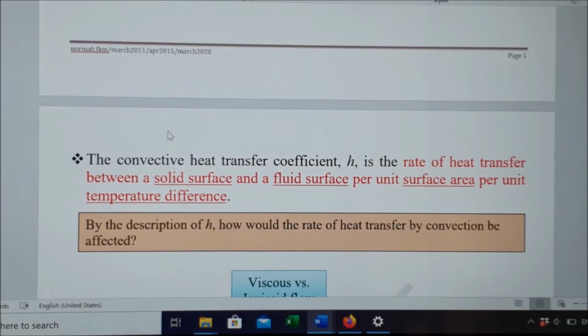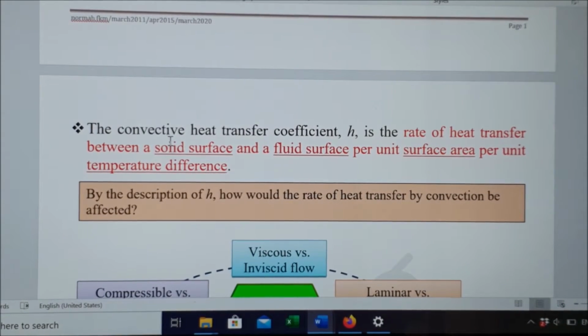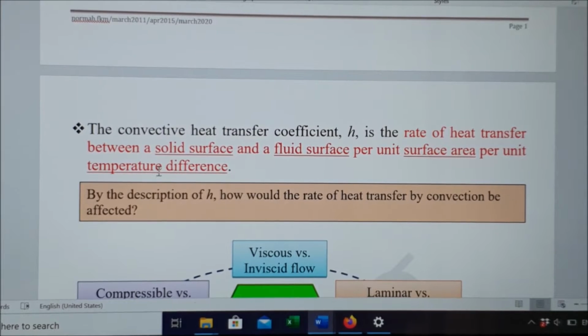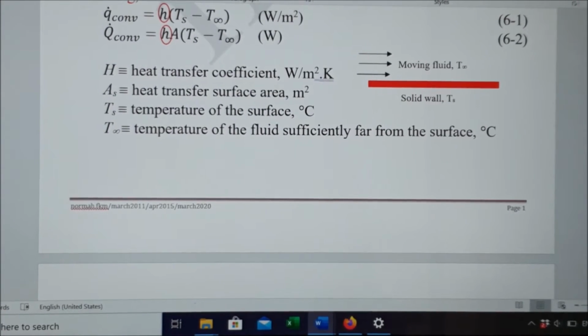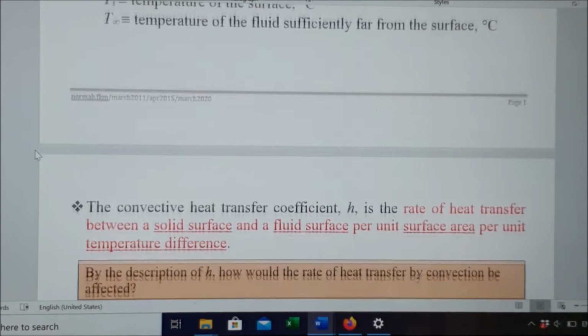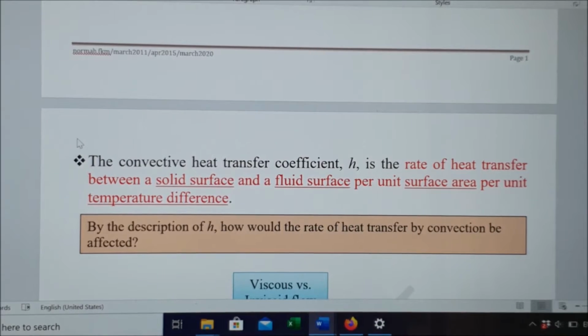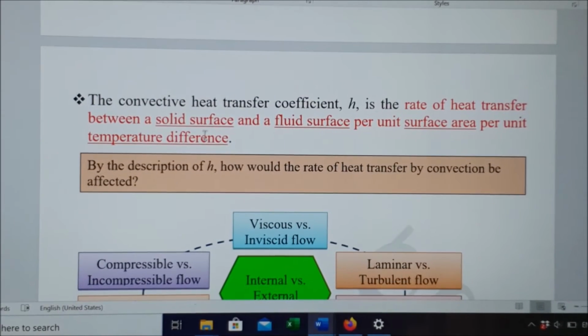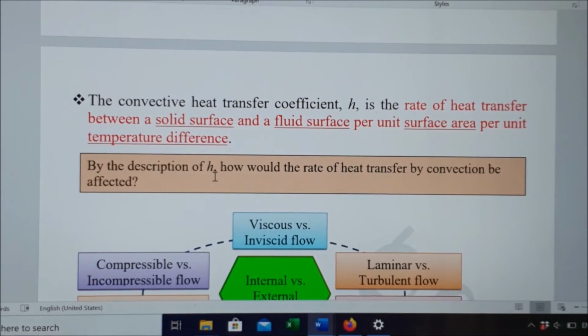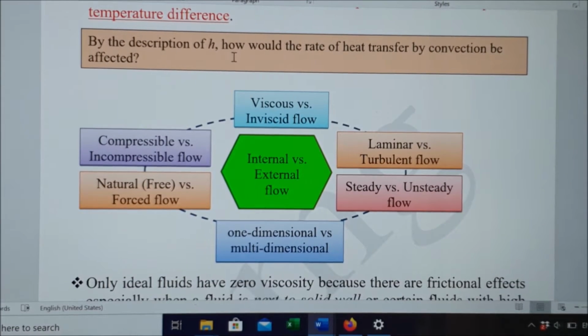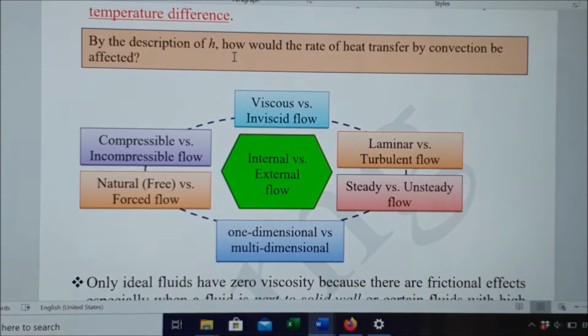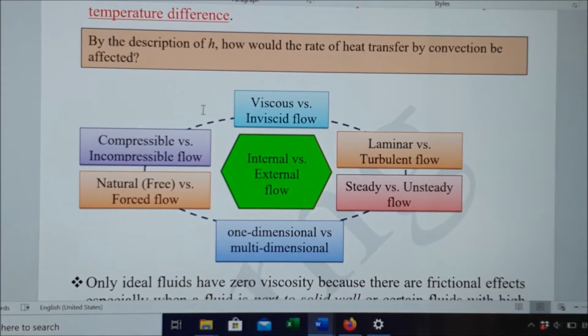The accuracy of the value of heat transfer is actually determined by the h correlation. So this convective heat transfer coefficient h is the rate of heat transfer between a solid surface and a fluid per unit surface area per unit temperature difference. Hence you can see the unit is watt per meter squared per Kelvin. Now, by the description of h, how would the rate of heat transfer by convection be affected? Here is a summary of what factors affect h.